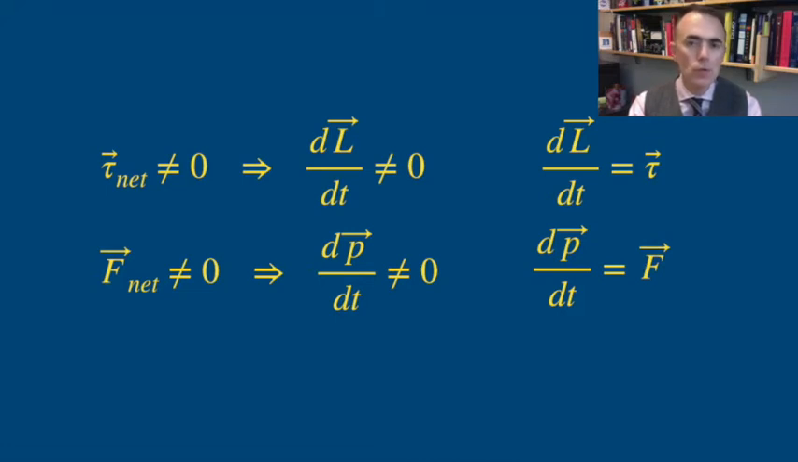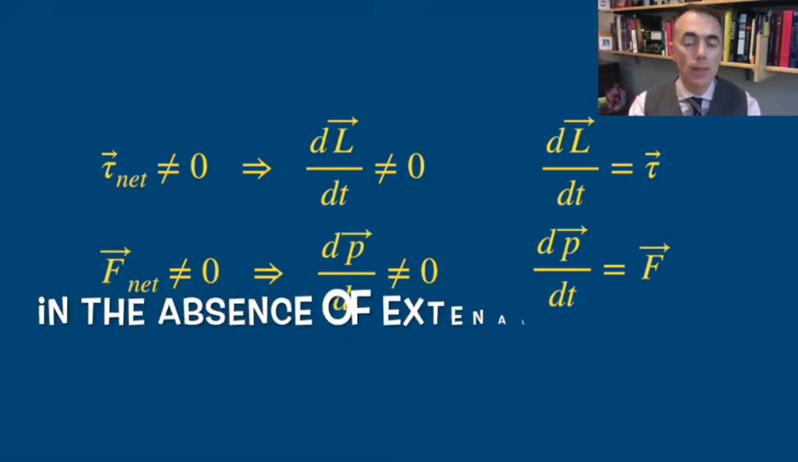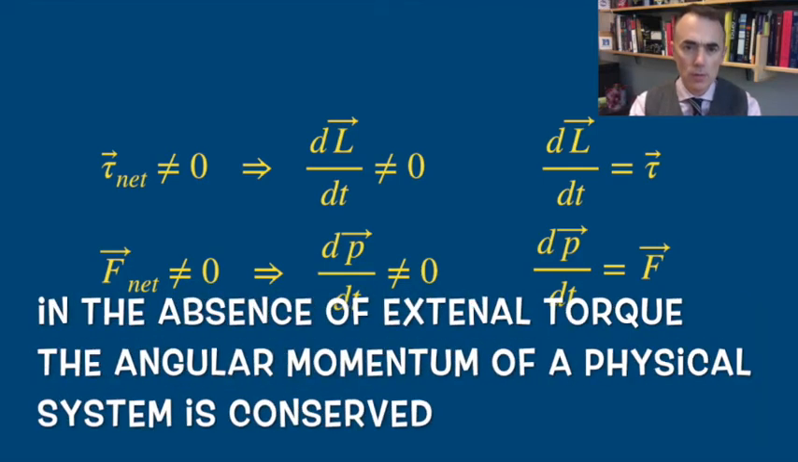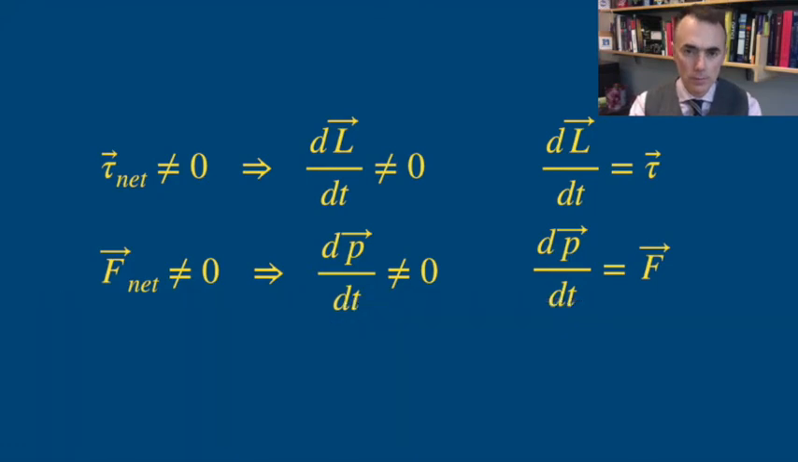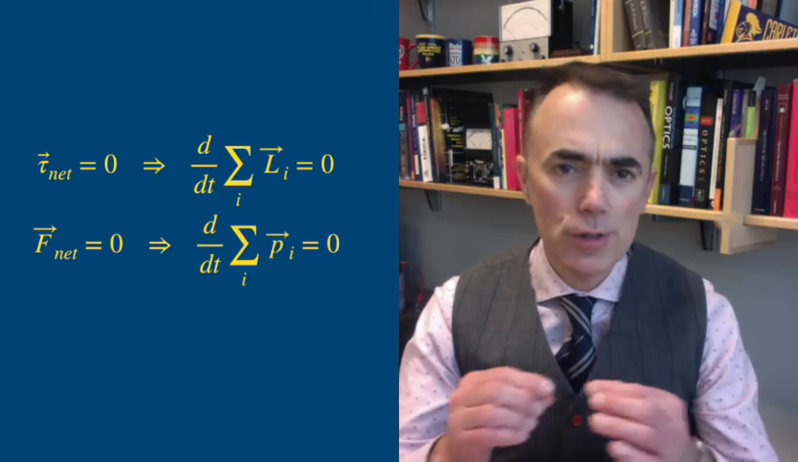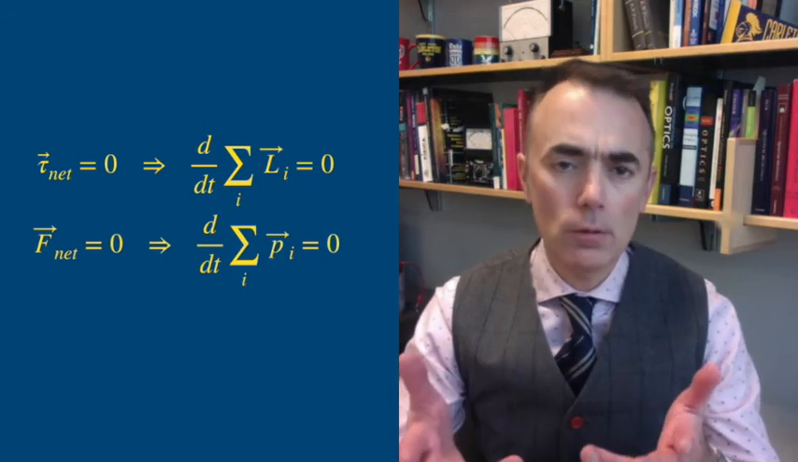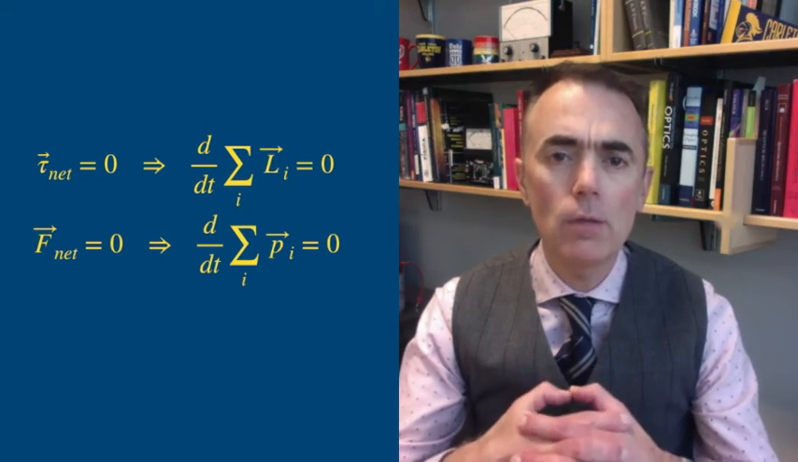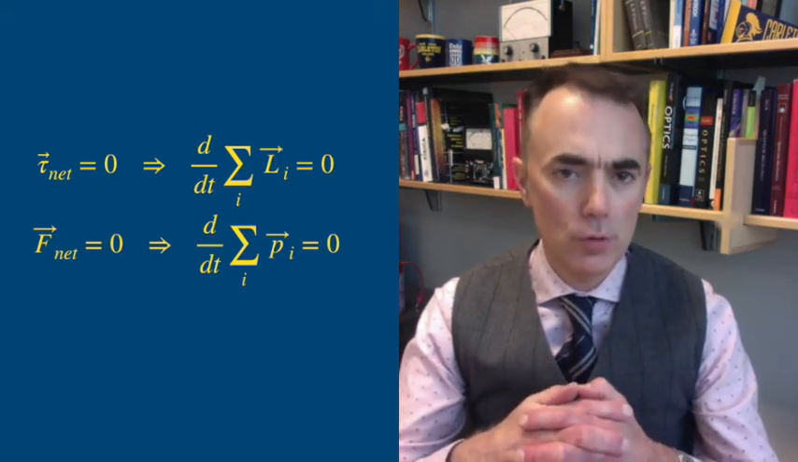This leads to two powerful conservation laws. In the absence of external forces, the linear momentum of a physical system is conserved. In the absence of external torque, the angular momentum is conserved. If you have a multi-particle system, there might be internal changes of momentum and/or angular momentum of the particles, but the total momentum and angular momentum of the system will be conserved.